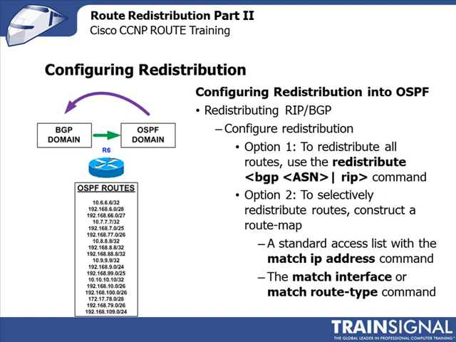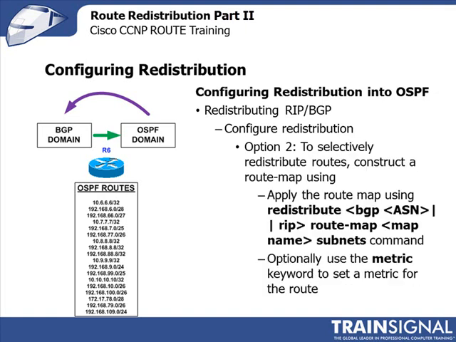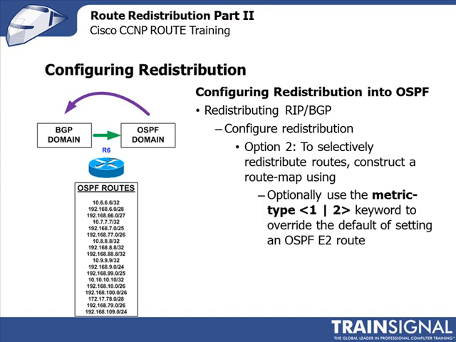To redistribute RIP and BGP, again, the process on the router is going to be almost identical. Redistribute bgp autonomous system number, redistribute rip. It'll pull all of the routes in. You can selectively do this with prefix lists, access lists, and route maps. We've stepped through this a number of times. Optionally, metric or metric type for the imported routes. Very straightforward.